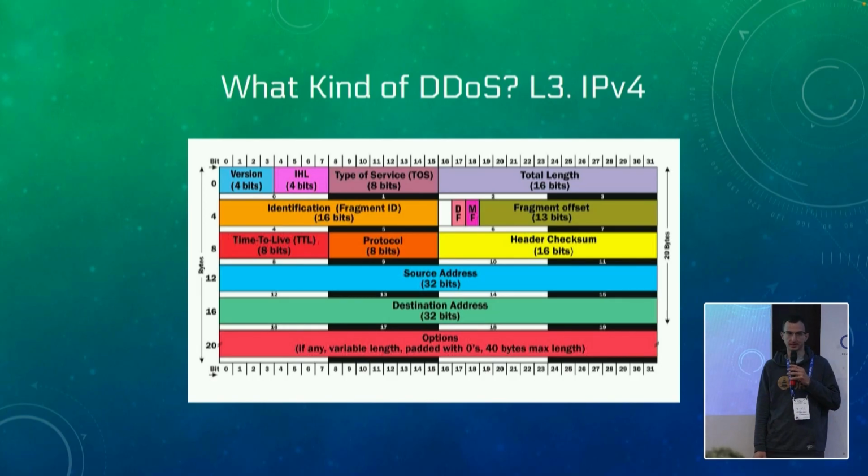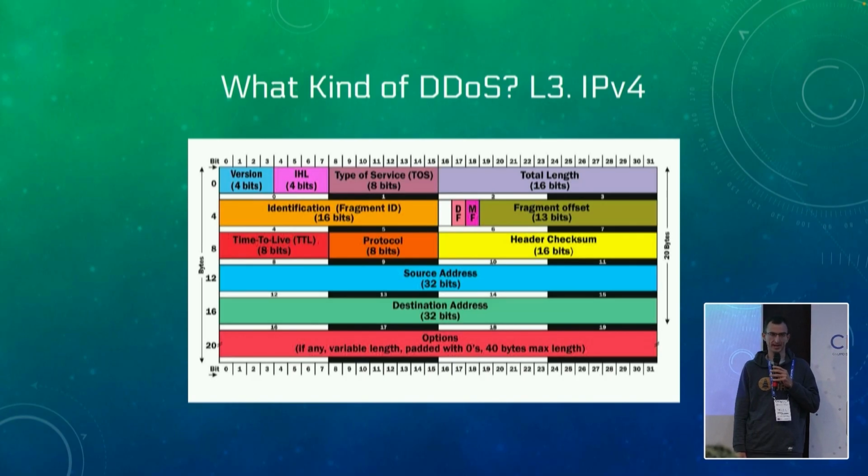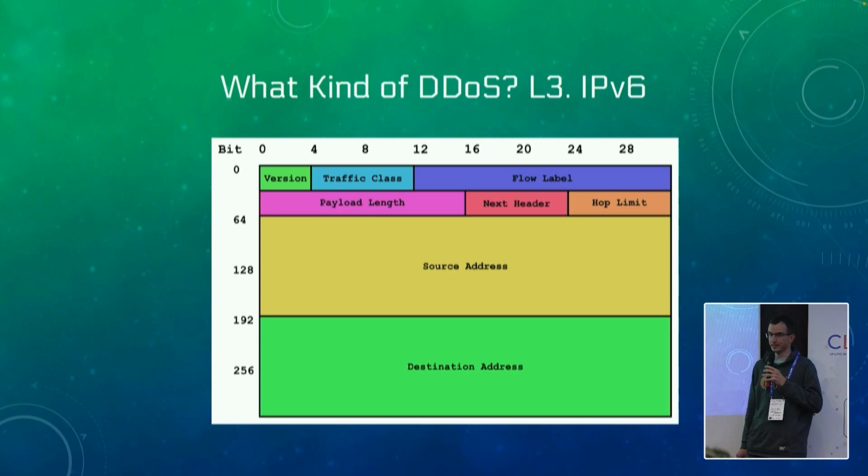On this slide, we can look. Basically every single field in an IPv4 packet can be randomized and used for DDoS attack. In IPv6, we have slightly fewer fields, but again, every single field can be randomized and sent to our backbone infrastructure, basically for the reason to overload it somehow. So every single field can be randomized here.